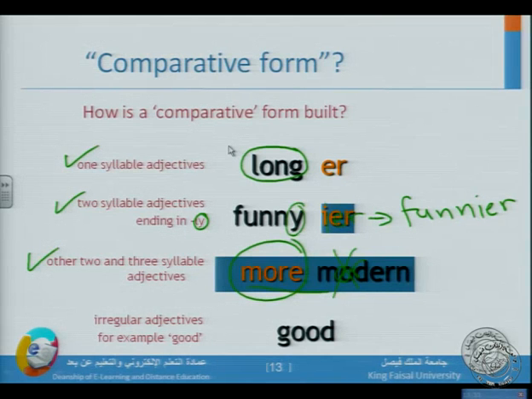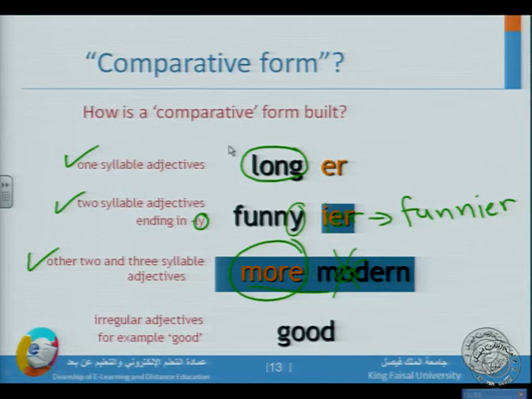So in generalization, there is an exception. We have some exceptions right here. Some words we call them irregular adjectives.